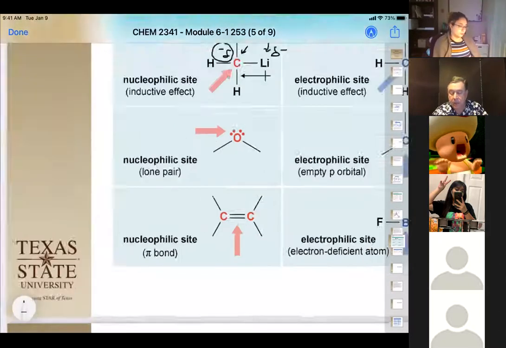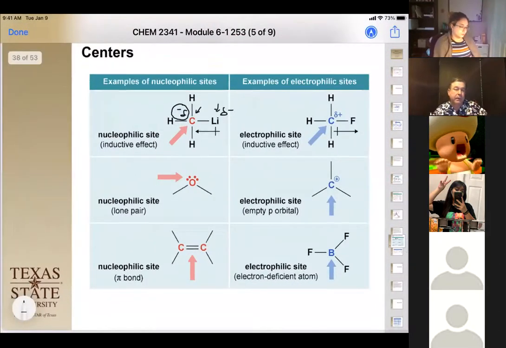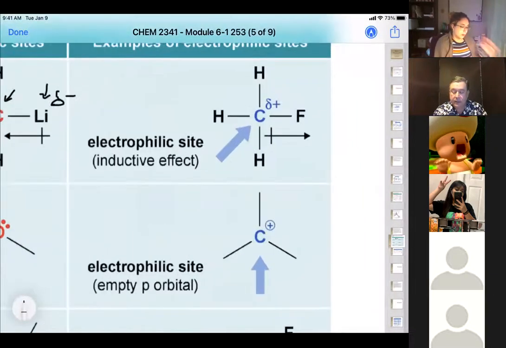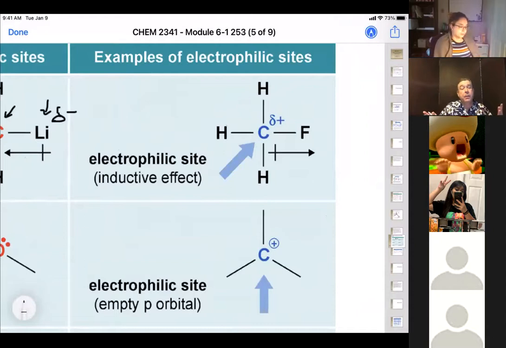Okay, so what do electrophiles look like? Well, it's kind of the opposite, right? So if we look at things like this compound here, it's a neutral compound, but it has a polar bond. And the fluorine is trying to extract all the electrons it can, meaning the carbon is partially positive.